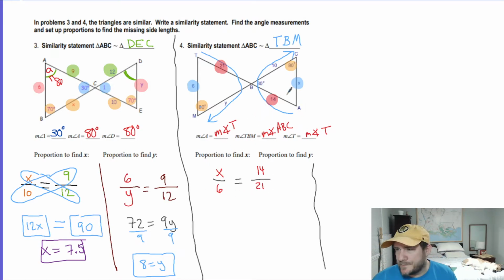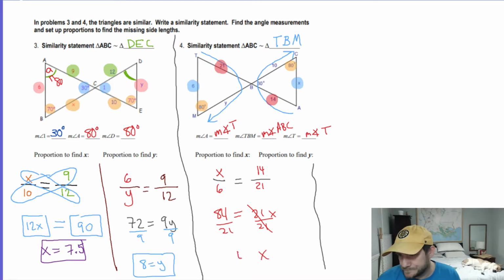Again, remember, because the x and the 14 come from the same triangle, they should both be on top or both be on bottom. The rule is just that measurements from the same triangle should be on the same side of the fraction. Either they're both up top or they're both down below. So we're cross multiplying. 6 times 14 is 84. And 21 times x is 21x. If we now divide by 21, we get x equals 4.